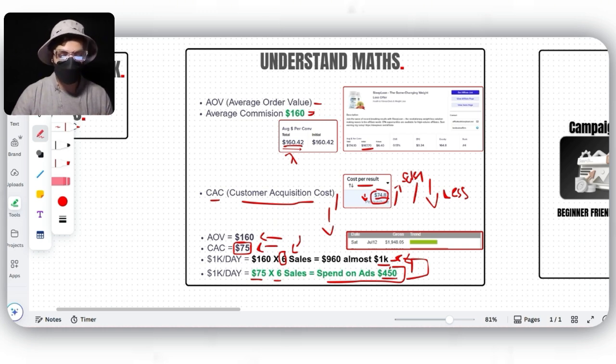I'm not saying that all the time you will see a $75 customer acquisition cost. Sometimes, as I told you, it's $50 up to $100, $75, $120. It goes up and down.